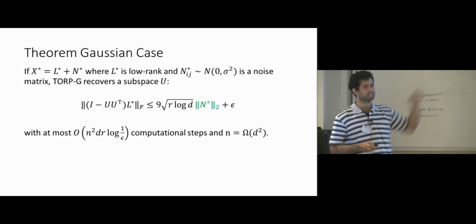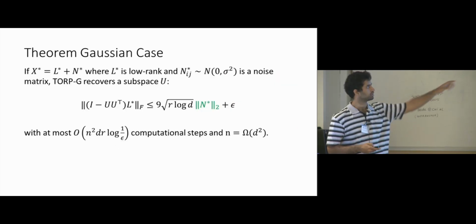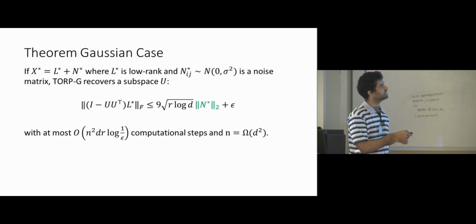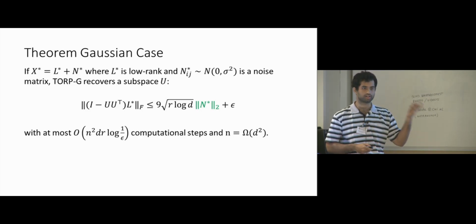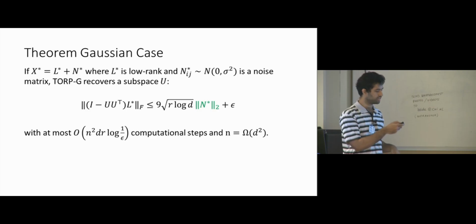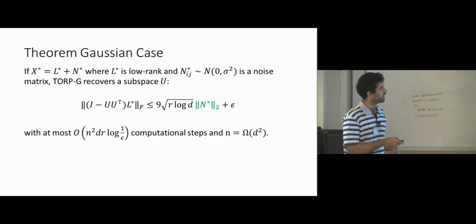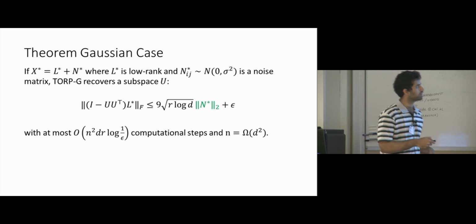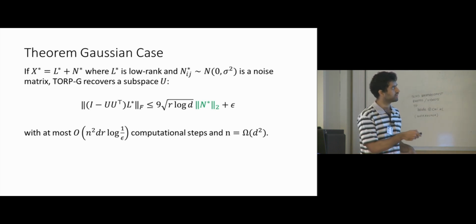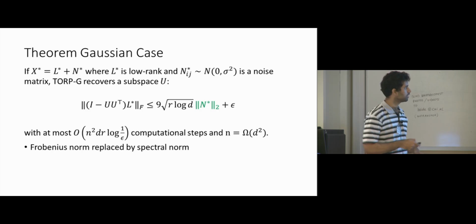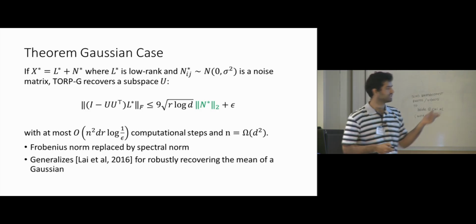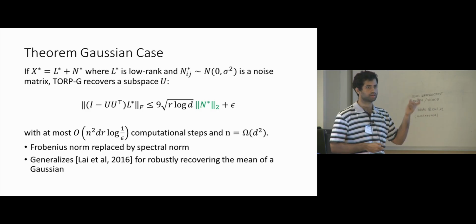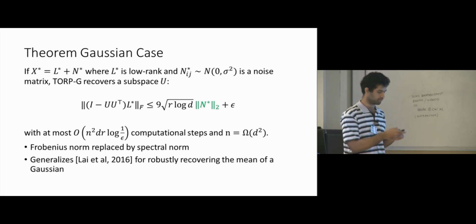So now we consider the case where the noise matrix is random. In this scenario, each entry of N star is distributed independently according to a Gaussian with mean 0 and variance sigma square. And now we achieve an asymptotic recovery bound of square root R log D times the spectral norm of N star, whereas earlier we were only achieving recovery in the Frobenius norm of N star. We also generalize the result by Lai, Rao, and Vempala, where they try to robustly recover the mean of a Gaussian.